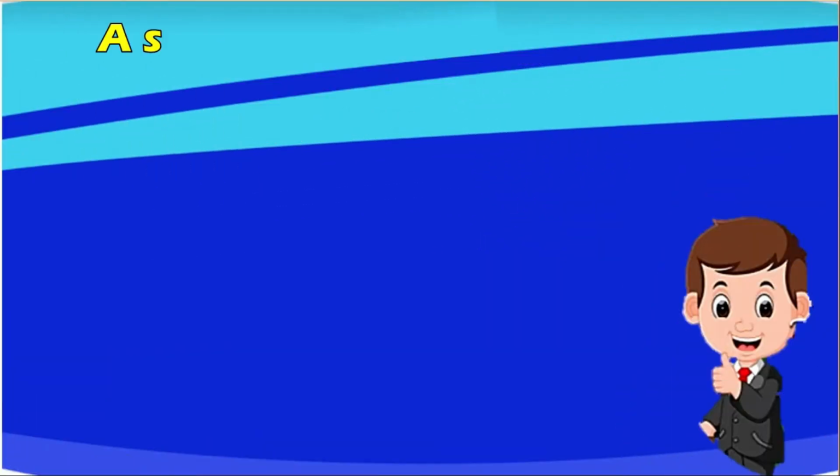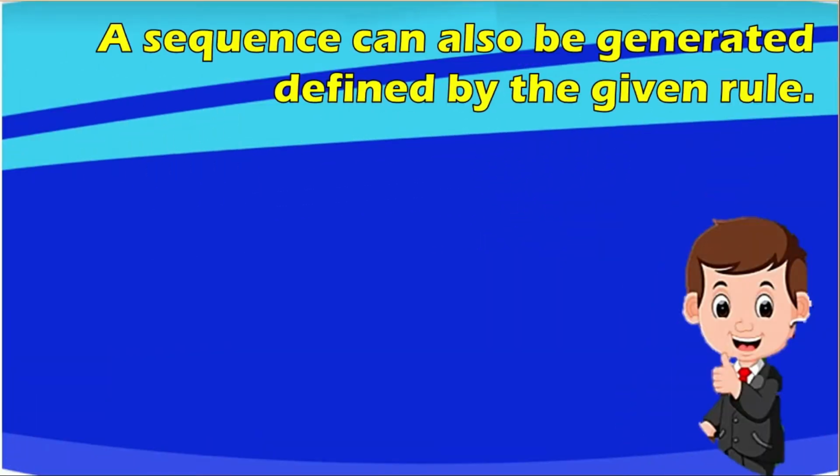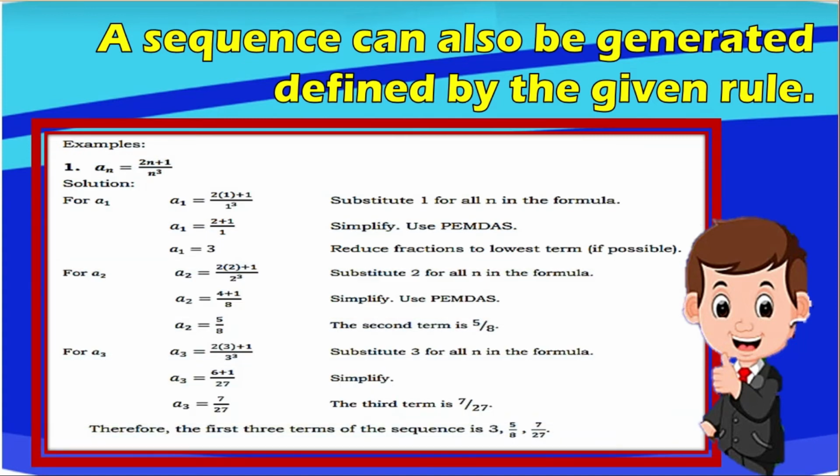Okay, moving on, a sequence can also be generated defined by the given rule. For example, find the first three terms of the following sequences. Number 1, a sub n equals 2n plus 1 all over n cubed. In getting a sub 1, or the first term, we simply substitute 1 for all n in the formula. So we say 2 times 1 plus 1 over 1 cubed.